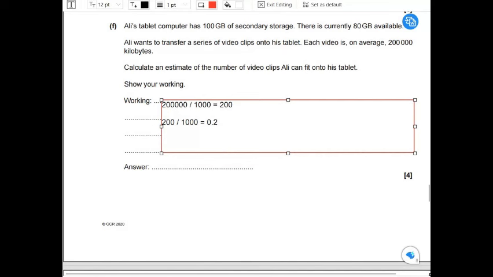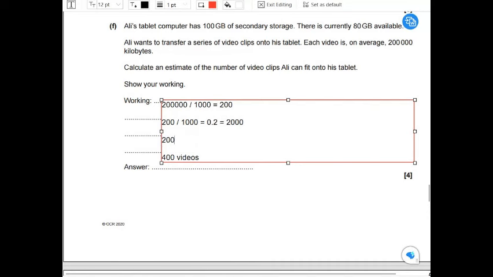So we could have potentially 8 gigabytes, 80 times 5, which is going to be 400 videos. So it's essentially 0.2, which is 2,000. So I would do 2,000 divided by 100 times by 0.2, which is going to give you 400. So the number of video clips that Ali can fit will be 400 videos.